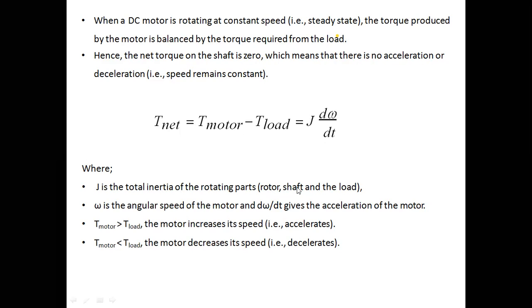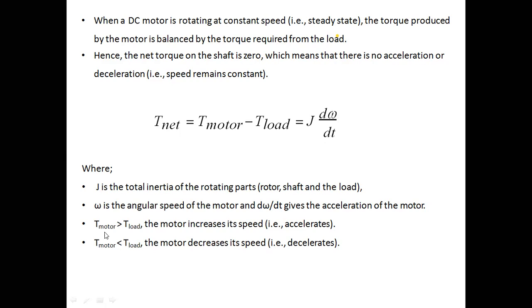Rotating part means here we are using the rotor, shaft, and load. W is angular speed. So d omega by dt, the derivative of speed with respect to time, we can call acceleration. So d omega by dt will give the acceleration of that motor.